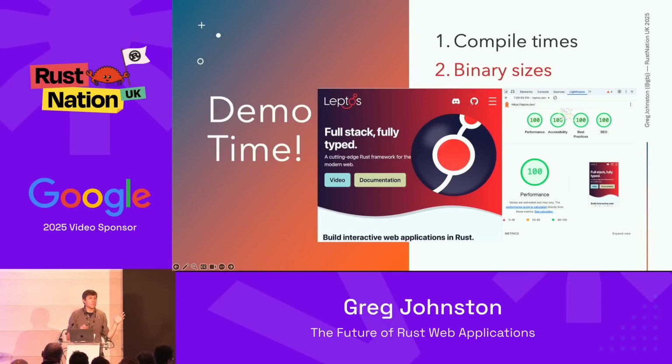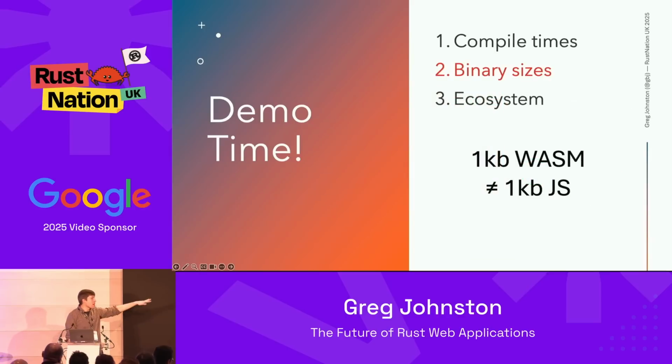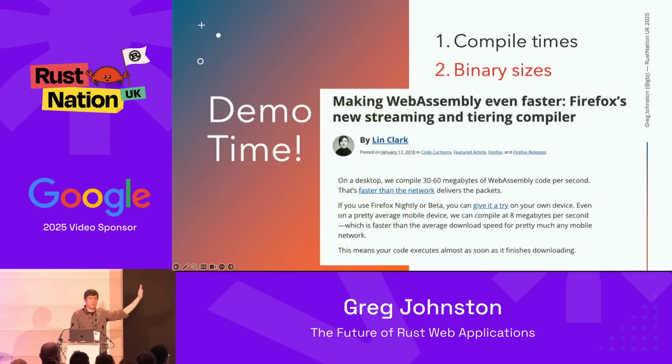It's important to say off the bat, by the way, that a kilobyte of WebAssembly and a kilobyte of JavaScript do not cost the same thing to your browser. JavaScript is an interpreted language, right? It has to be downloaded, parsed as a whole block, and then executed. WebAssembly is designed for streaming compilation out of its bytecode into native code. And in fact, Mozilla engineers will post articles like, hey, we can actually compile WebAssembly as fast as it comes in over a typical internet connection.